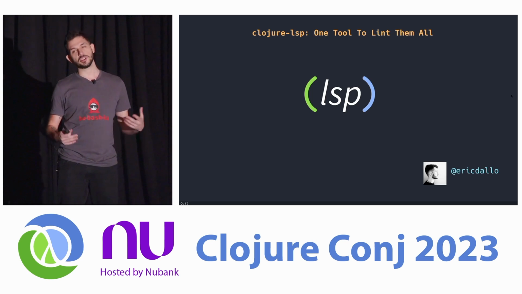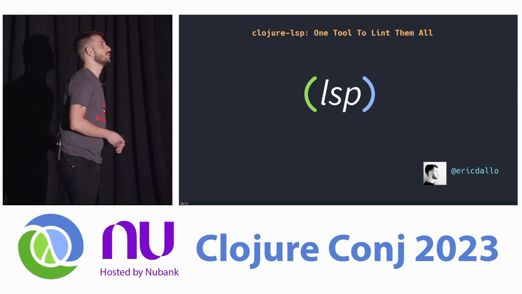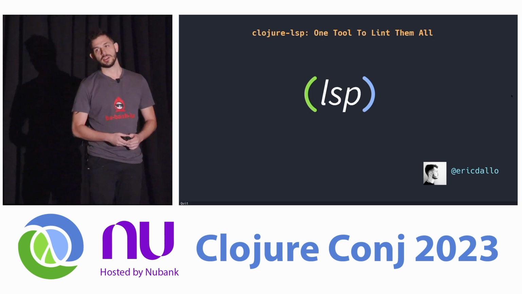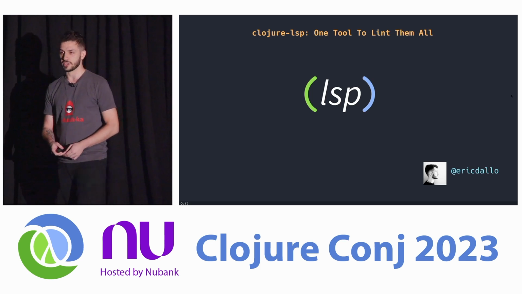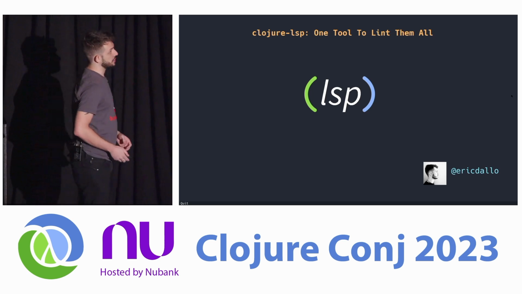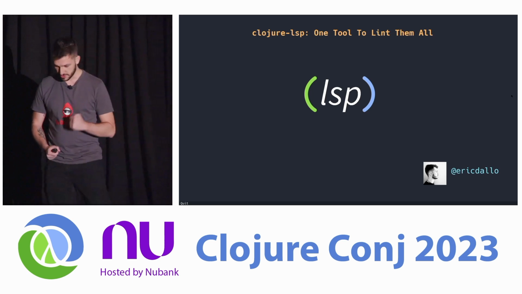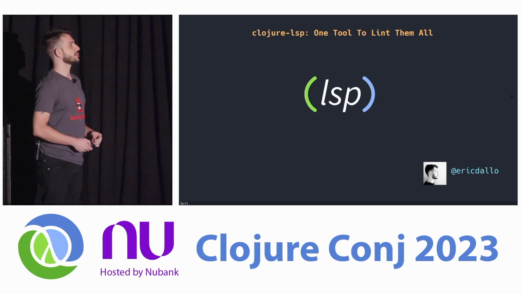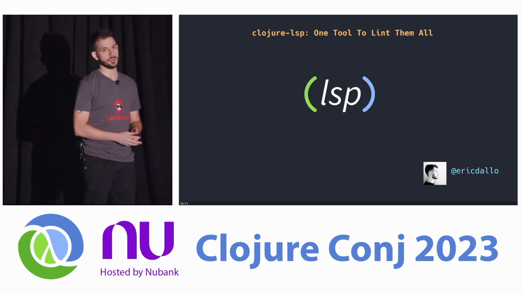So I'll talk about how you can avoid having a lot of linters or having no standard configuration and things like that. The talk is called Clojure-lsp: 1 tool to link them all. It's a strong title, I hope. And I'm talking about how Clojure-lsp could help you with all of that.